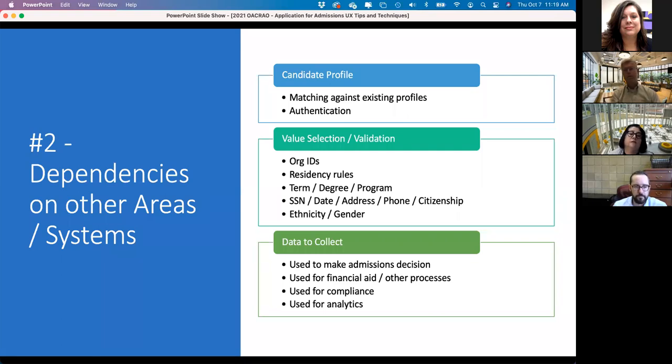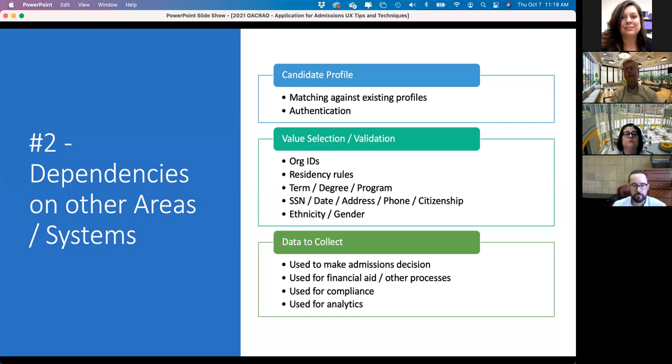We'll also talk a little bit more about some of the other pieces as well, but dependencies on other systems. And we'll show some examples of where the candidate profile actually creates a bad user experience because the other system requires you to collect a bunch of data so that you're matching against prior students or things like that. Or maybe your student information system has all sorts of pieces of data that are needed. And so how do I collect it in a way that will allow that to be collected for that purpose?